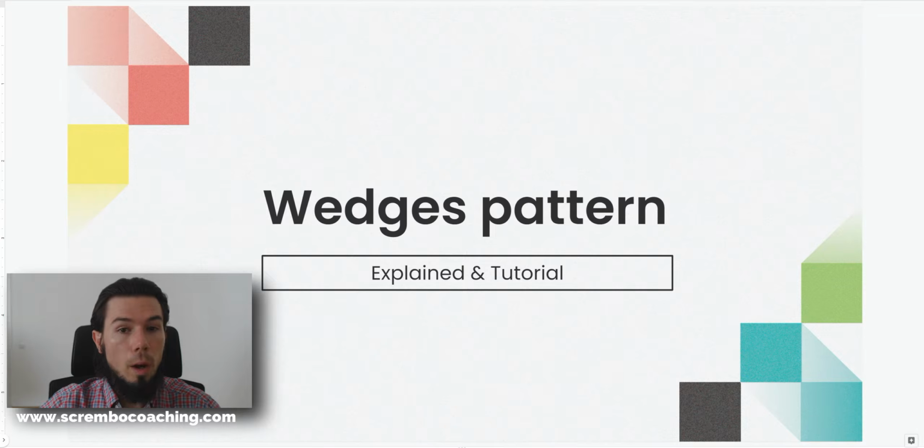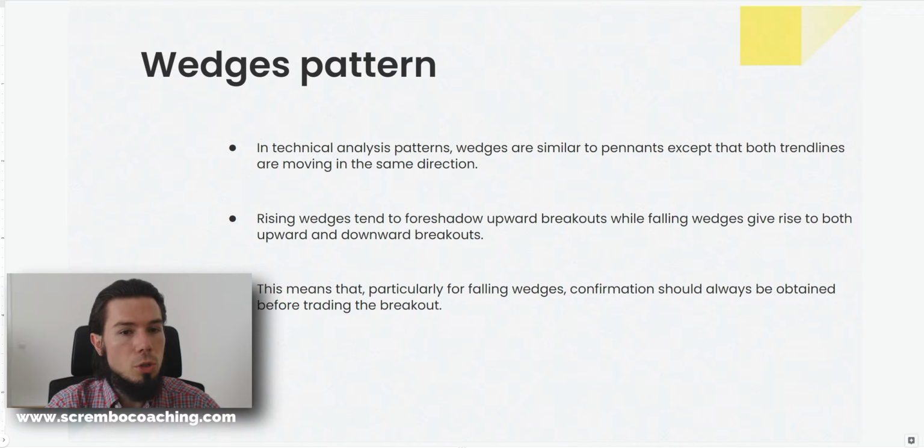Today we talk about the wedge pattern, which is another great version of what we used to call awesome patterns out there that could give us great analysis. In technical analysis, wedges are similar to pennants except that both trend lines are moving in the same direction. Rising wedges tend to foreshadow upward breakouts, while falling wedges give rise to both upward and downward breakouts. This means that, particularly for falling wedges, confirmation should always be obtained before trading the breakout.